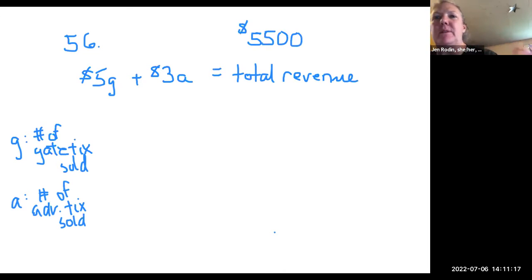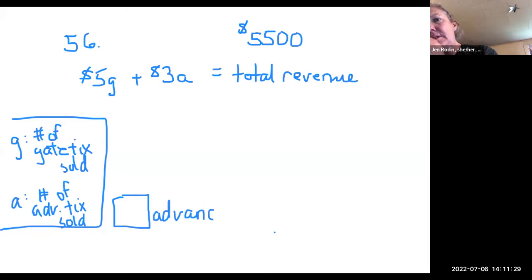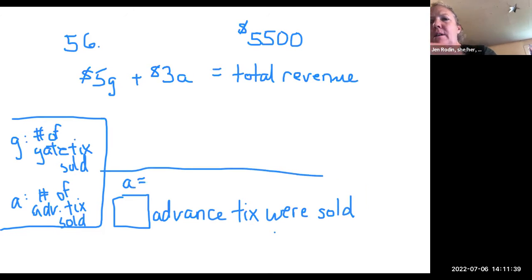So I'll just put it up there. This goes here. How many advance tickets were sold? So I can write the answer right here with the box. Advance tickets were sold. And that's going to be A, whatever we get for A.